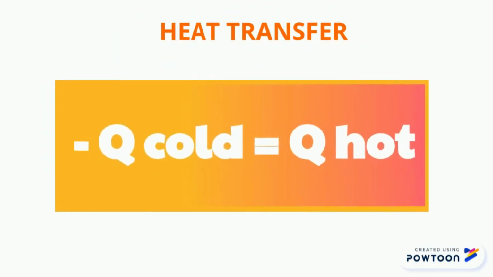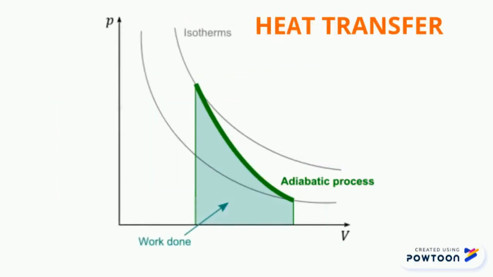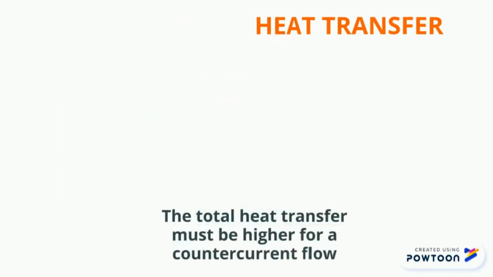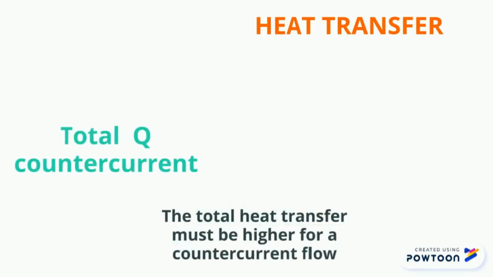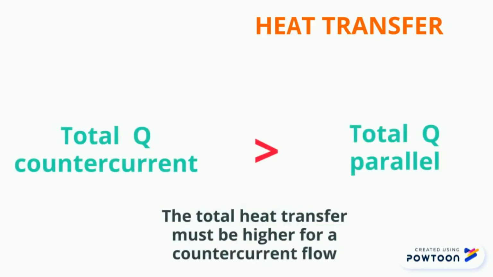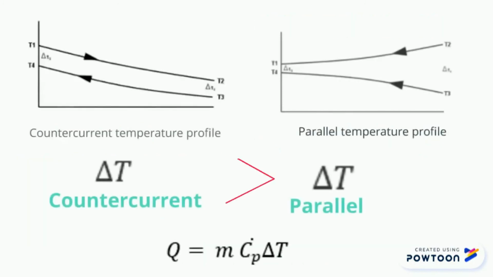The calculated heat must be the same for the cold stream as for the hot stream but negative. This is because the heat exchanger has an adiabatic behavior. The total heat transfer must be higher for a countercurrent flow. This is explained through the energy balance equation in which, as the outlet cold temperature is bigger in this kind of exchanger than in parallel flow, it gets a higher Q.